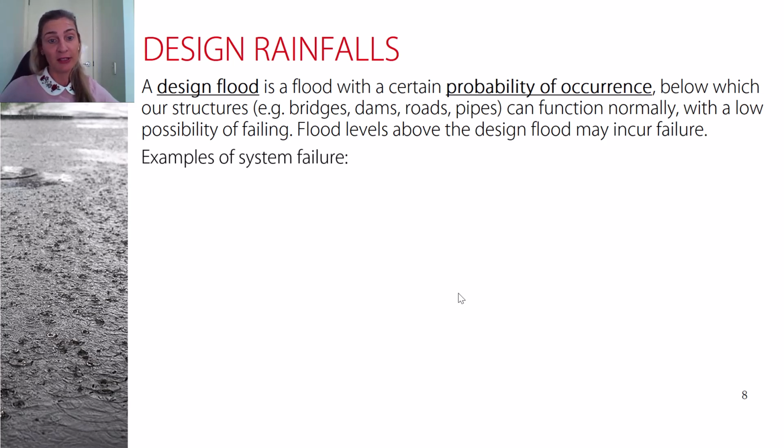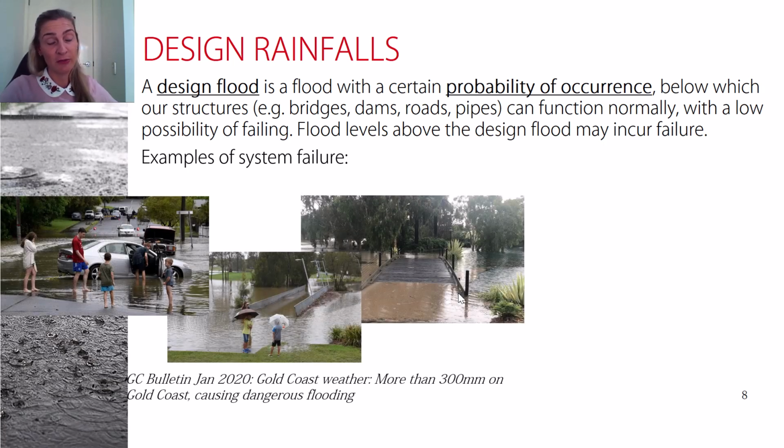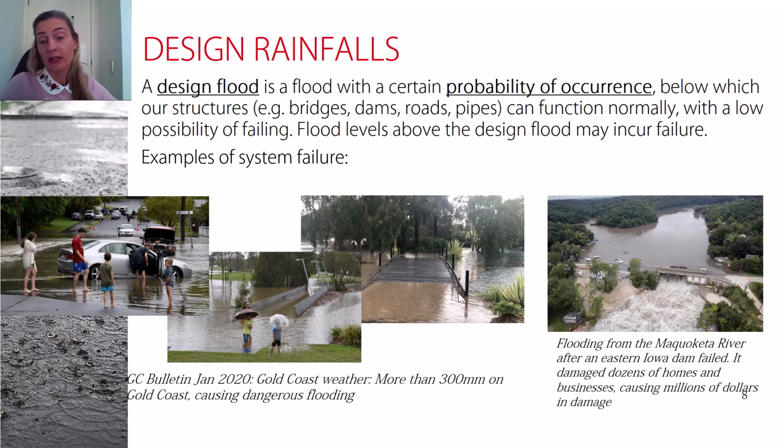Some examples of system failure can be seen in these images. For example, we had floods recorded in January 2020 on the Gold Coast, when more than 300 millimeters of rain fell in one day, causing dangerous flooding and severe damages. For example, this dam here, which failed after a strong rainfall event.